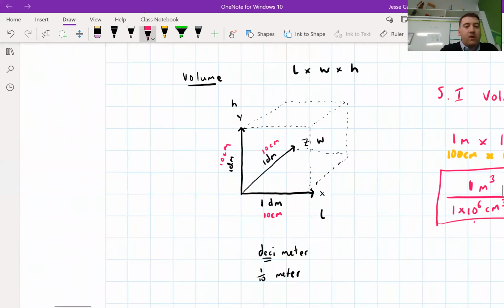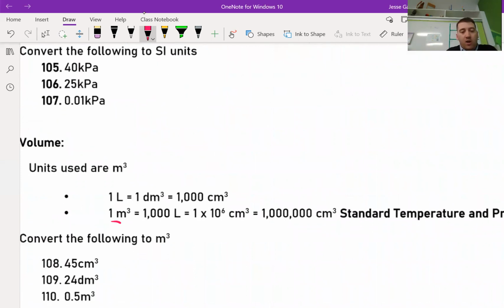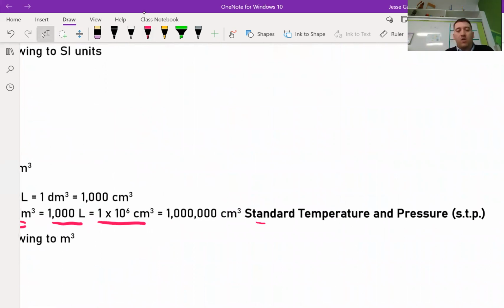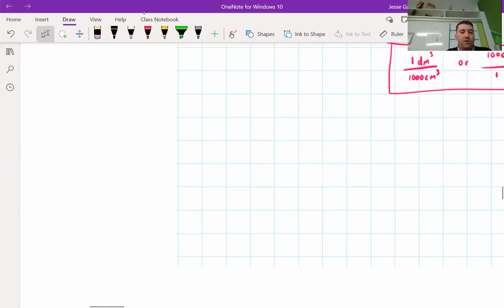Now, just before we do, I'm going to show you this over here, and that is that 1 meter cubed here is equal to 1000 liters, or 1 by 10 to the 6 centimeters cubed, and that is what we call measured at standard temperature and pressure. We're ready to do some prep for you, and then you're going to do one yourselves.